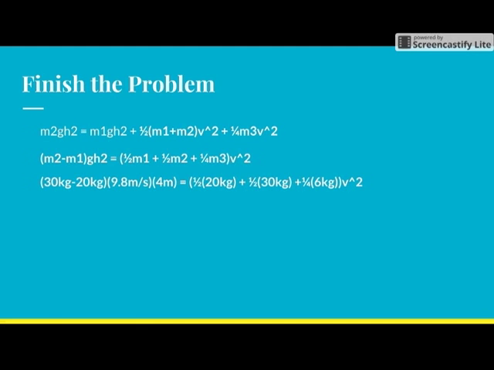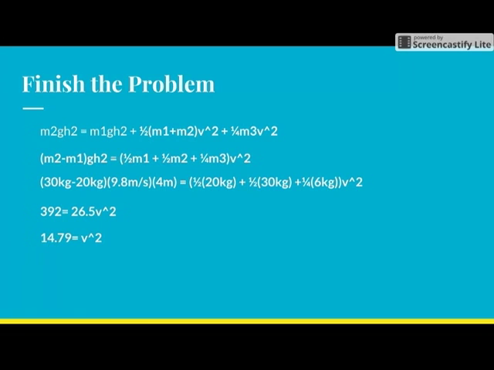We can then substitute our values in, so we have (30 kilograms minus 20 kilograms) multiplied by 9.8 meters per second squared times 4 meters is equal to (1/2 times 20 kilograms plus 1/2 times 30 kilograms plus 1/4 times 6 kilograms), all times v squared. This gives us 392 is equal to 26.5 v squared.